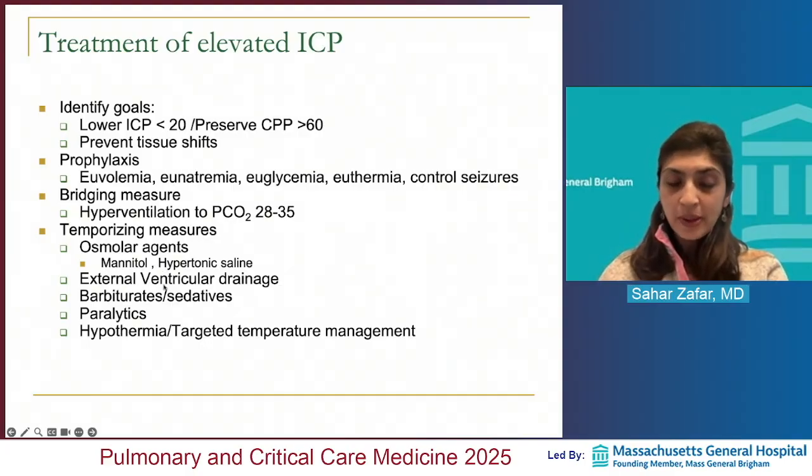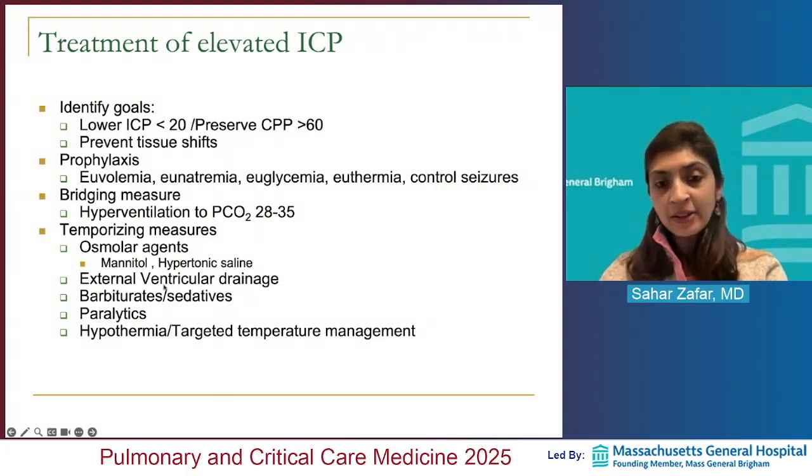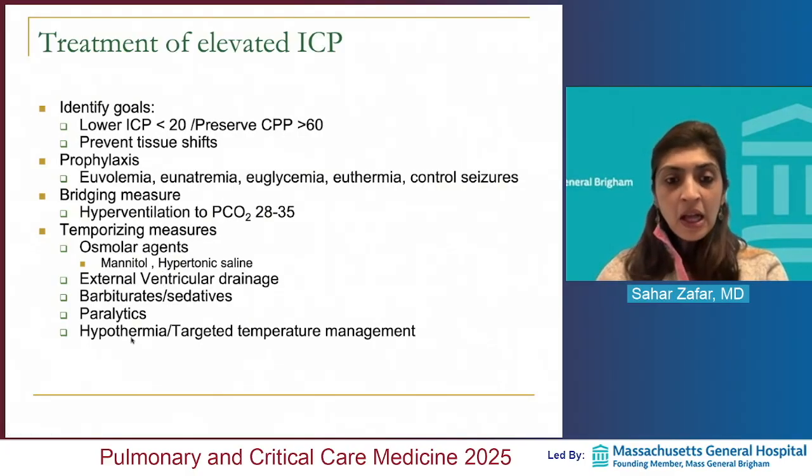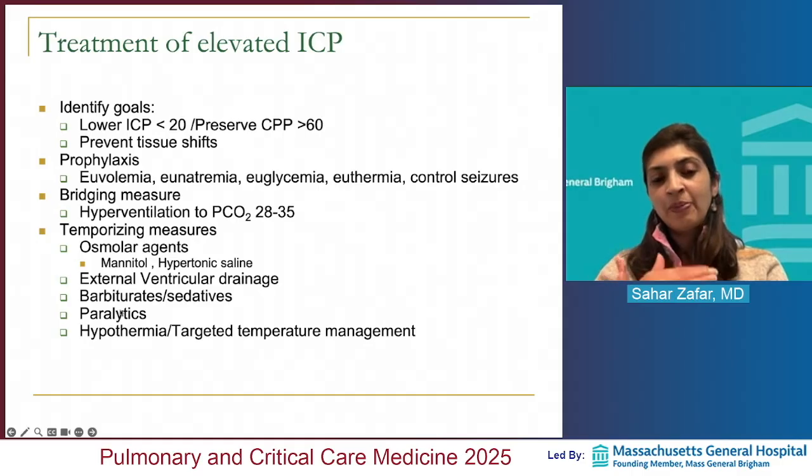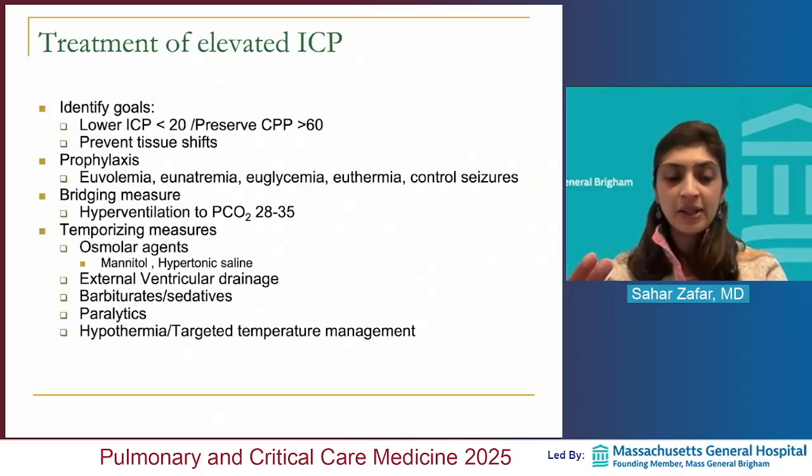Other measures: we talked about the external ventricular drain, which allows drainage of CSF. There is also the use of anesthetics or sedatives. Barbiturates have become not a first-line measure, just because of the known ICU-related complications.